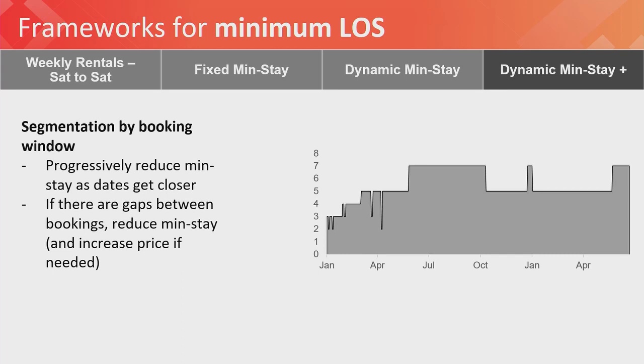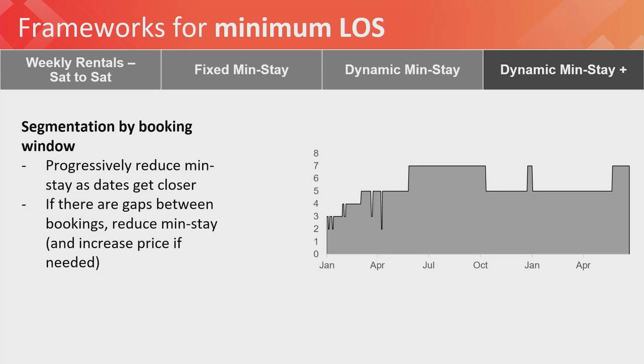And then I call this dynamic min stay plus because you can add so many layers to it. You can start saying, why just have one level for booking windows? Have 2. Like if it's in the next week, minimum stay is this. 2 weeks from now, it's that. 3 weeks from now, it's something else.